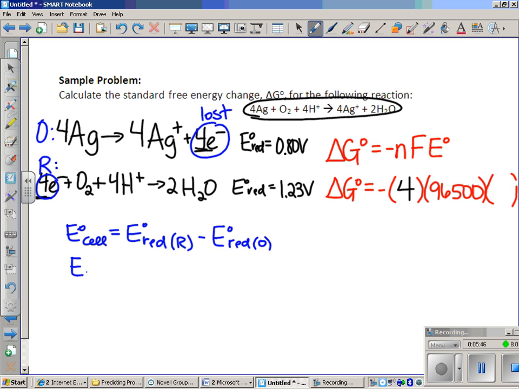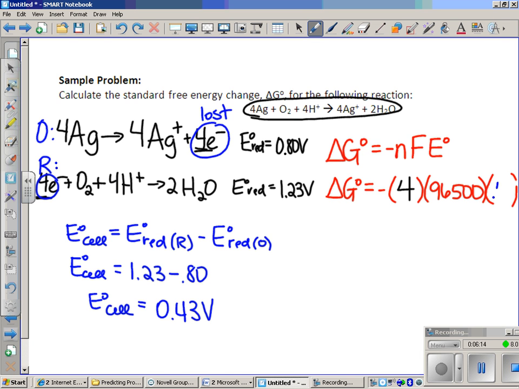So the E cell standard is going to be 1.23 minus 0.8. So the E cell is going to be equal to 0.43 volts. Now notice it's a positive E cell value, and therefore you know that you are dealing with a spontaneous reaction, and so delta G will ultimately be negative.